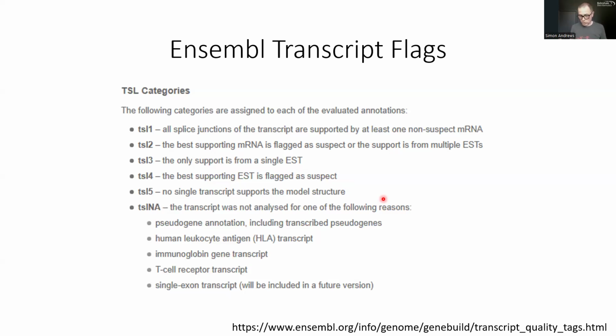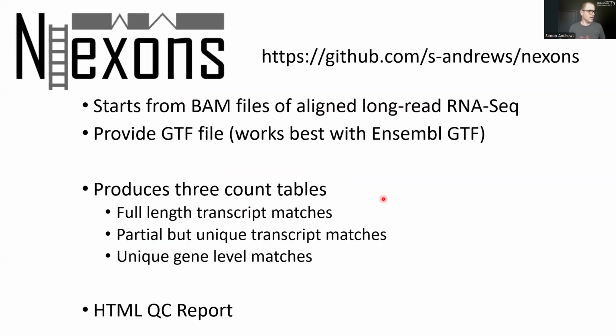The tool we're going to describe is called Nexons, and it's available from the URL up here in the GitHub repository. It's a pretty straightforward tool to use. It starts from 2 pieces of data. It starts from an aligned BAM file where your long-read data has been aligned against a reference genome. It doesn't really matter for the purposes of the tool which of the different long-read RNA aligners has been used. It should be compatible with any of them.